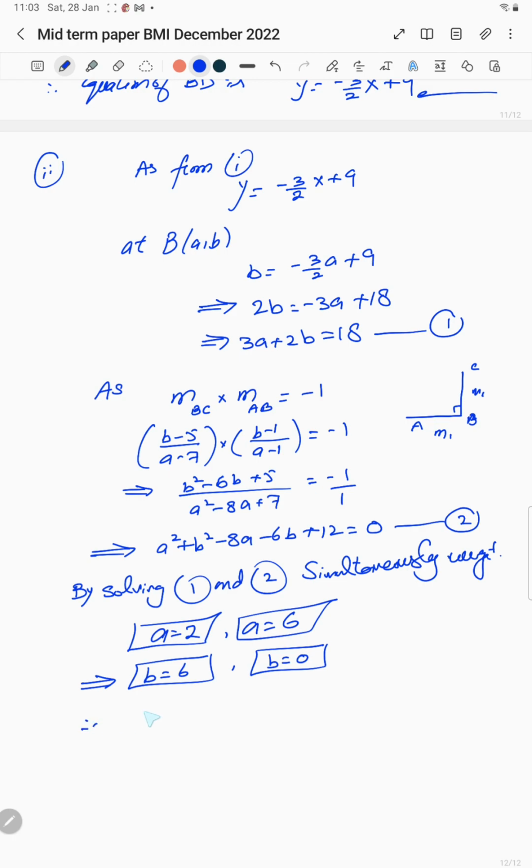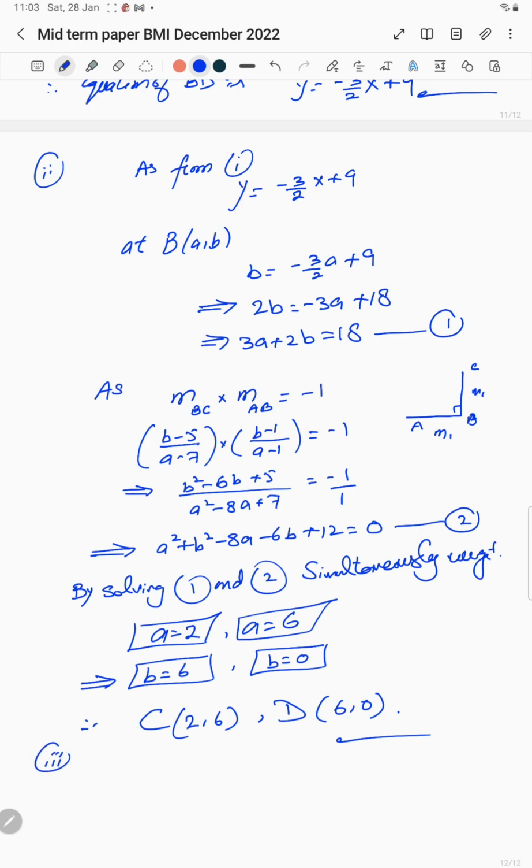As we are looking for the two coordinates of C and D, therefore we can say C is 2 and 6, then D will be 6 and 0. So this is the answer for the second part.